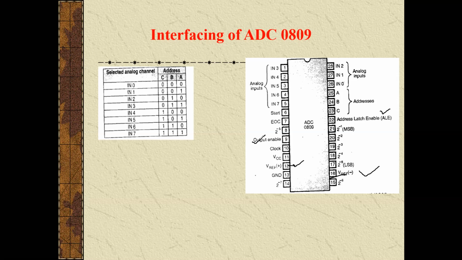So these pins act as a latch. When the address is available at the pins ABC, this pin goes high and enables access to the address. After that, the analog signal is converted into digital form. Then after conversion, we have to access the signal from the output terminal. When the output enable pin is activated, only then is the digital output available at the output pins. So these are the functions of address latch enable and output enable.